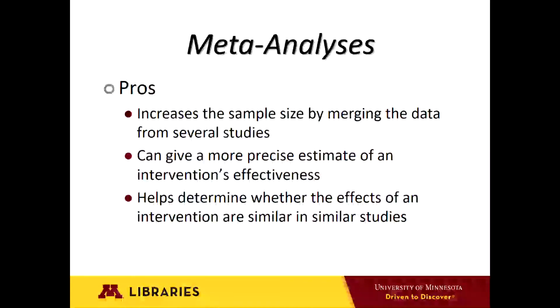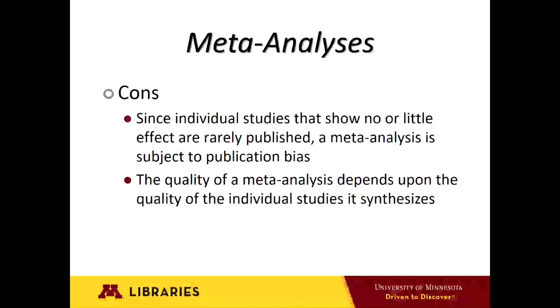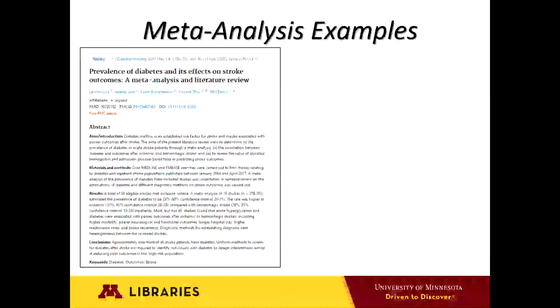Some advantages of meta-analysis are that they increase the sample size by merging the data from several studies. They can give a more precise estimate of an intervention's effectiveness, and they help determine whether the effects of an intervention are similar in studies. Since individual studies that show no or little effect are rarely published, a meta-analysis is subject to publication bias, and the quality of a meta-analysis depends entirely on the quality of the individual studies it synthesizes. Here are some screenshots of 3 examples of meta-analysis.